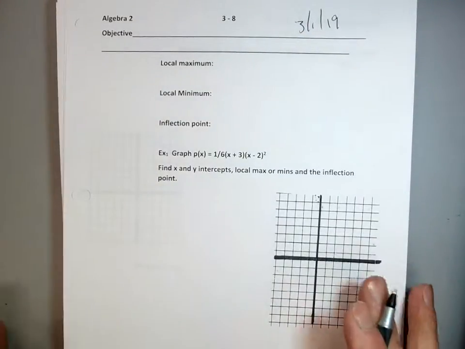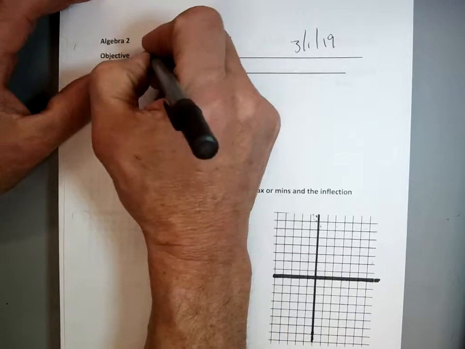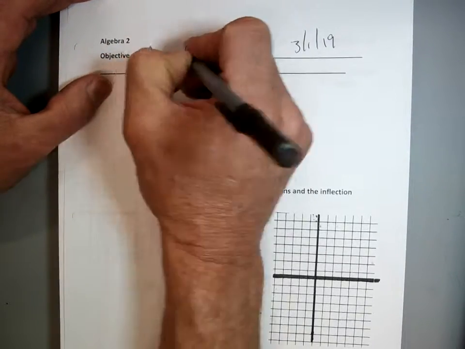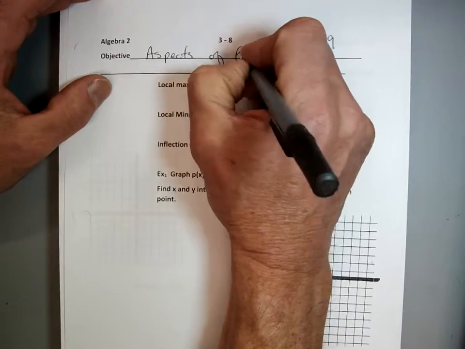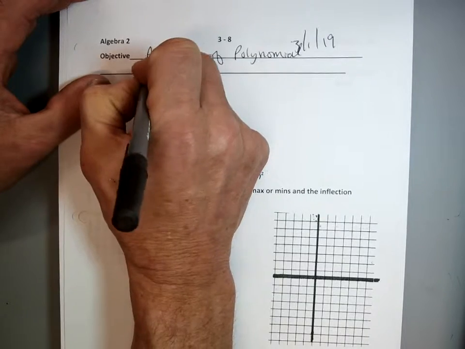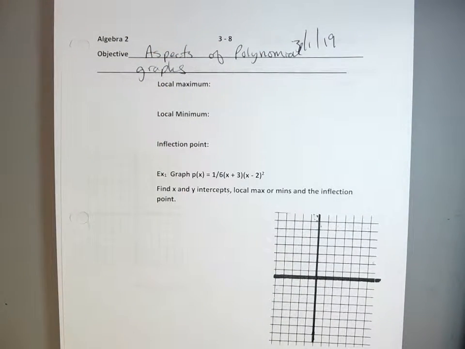Okay, so today our objective really is we're going to look at all of the aspects of polynomial graphs. Polynomials are unique graphs because they roll. Does that make sense? We've kind of seen that, right? And the more terms you have and the bigger the degree you have, the more it will roll, okay?